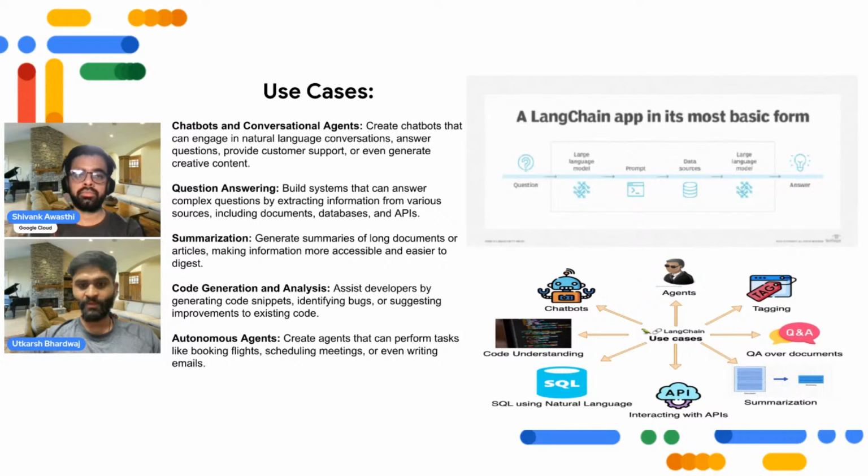Now, in the diagram, you can clearly see some of the use cases that we have discussed, and on the top, you can see how the flow actually works. When you start by asking a question, it first goes through an LLM. Then the prompt goes through a lot of data sources. It then again goes through the large language model, and then finally you get your answer. Let's quickly move to the next slide, please, Shivam.